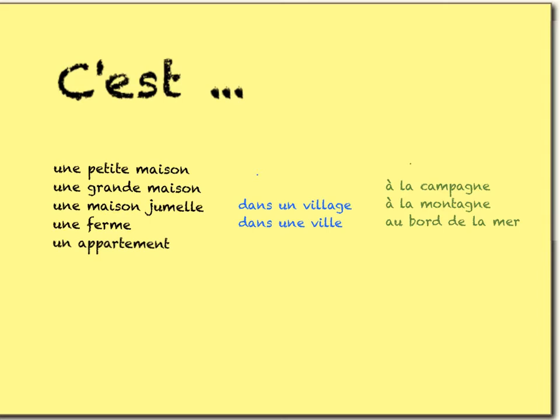Then you use this section in blue in the middle to say whether it is in a town or in a village. Dans un village, dans une ville. The green section at the end you use to say where it is, whether it's in the country, à la campagne, in the mountains, à la montagne, or by the sea, au bord de la mer. May I suggest that you pause the video to take some notes.